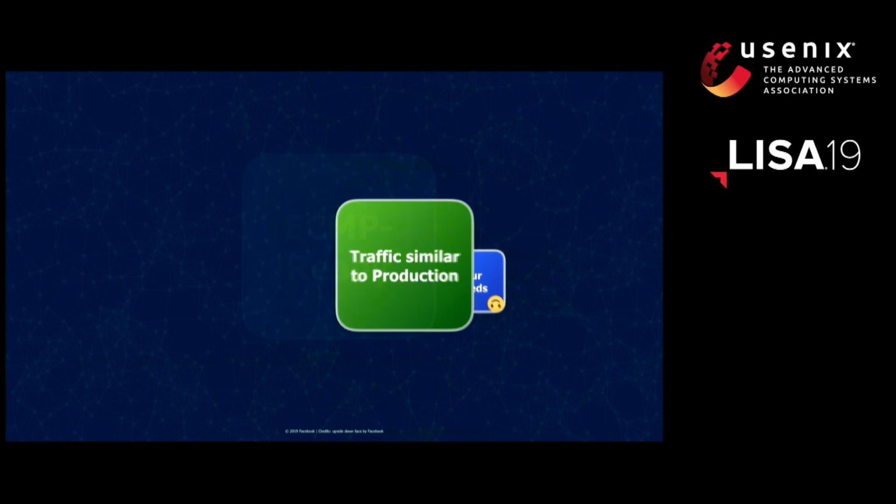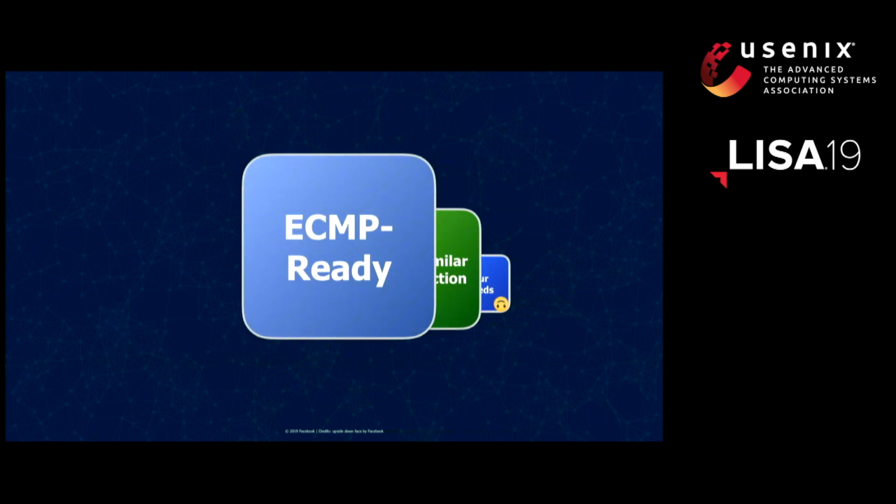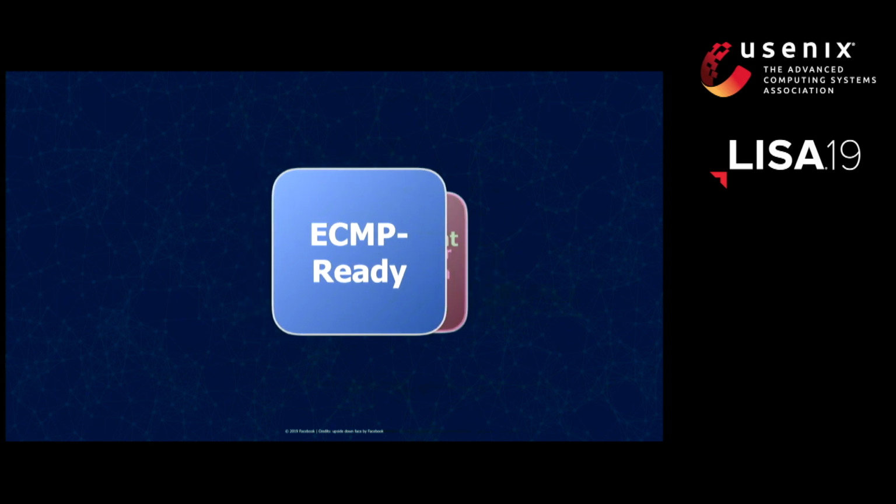Which is the second point. We wanted this to be ECMP ready. If we have, let's say, 100 paths between host 1 and host 2, but we are only exercising 20%, then if anything happens on the other 80%, we're going to be blind, right?